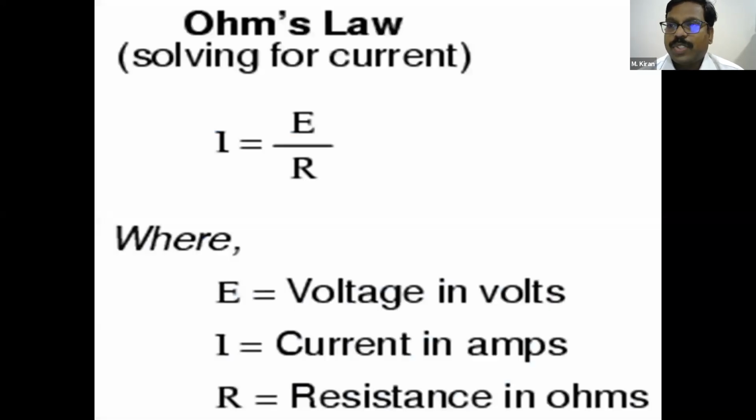And this is Ohm's law. This is the basic law: I is equal to E by R, where E is voltage in volts, I is current in amps, and R is the resistance in ohms.